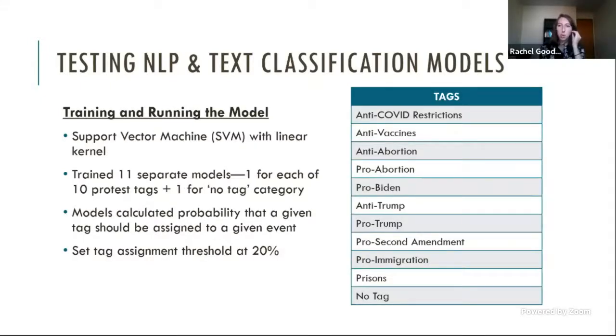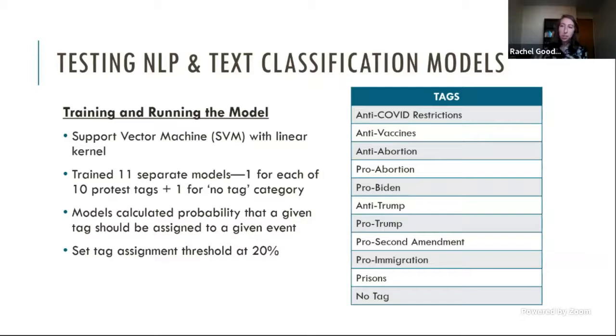So the next step was training and running the model. We opted to use what's called a support vector machine with a linear kernel. And don't worry if you don't know what that means. This is definitely some technical jargon, but what you really need to know about this is that it's a machine learning model that's really popular and really useful for text classification. So this is the model that we opted for. And we actually trained 11 separate models, one for each of 10 protest tags and one for a no tag category. You can see all the tags listed here.